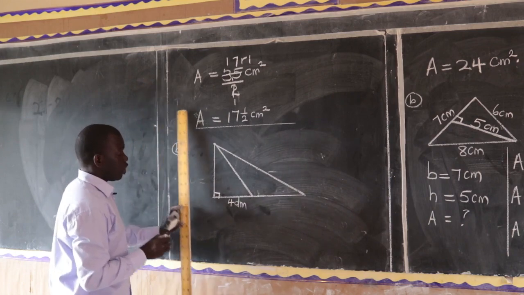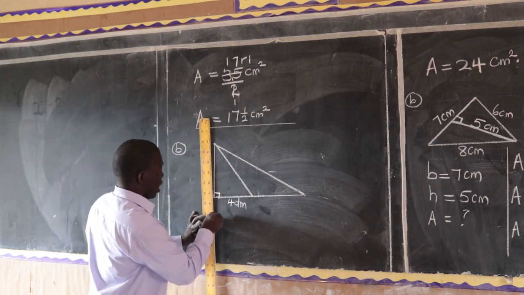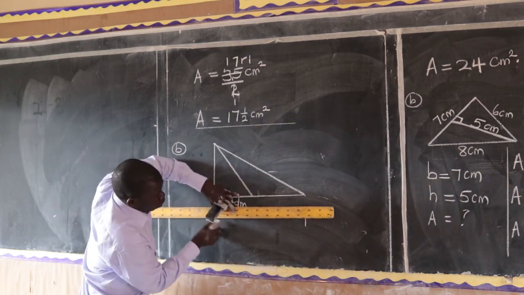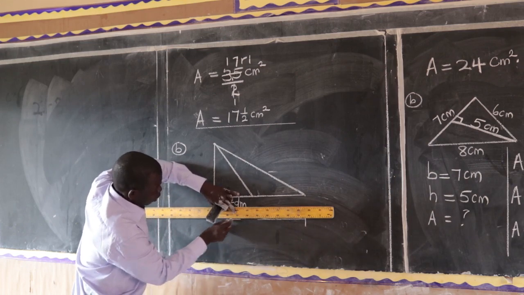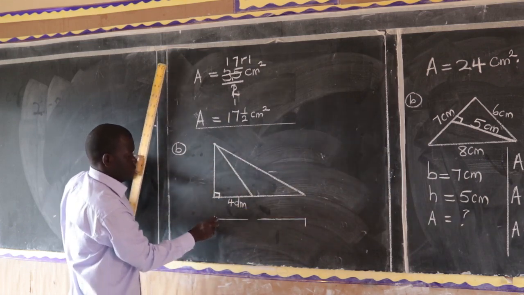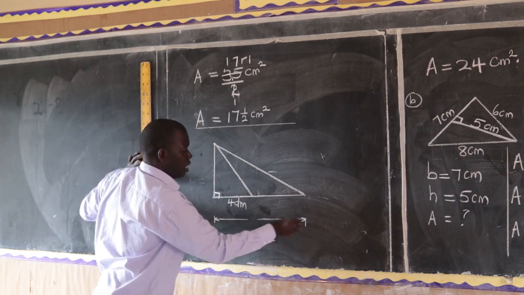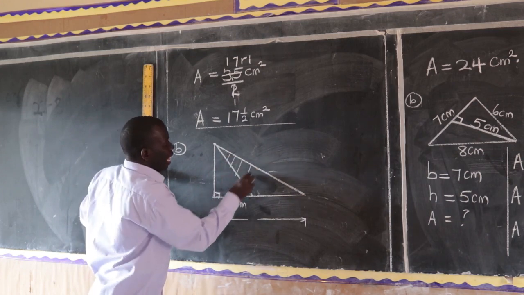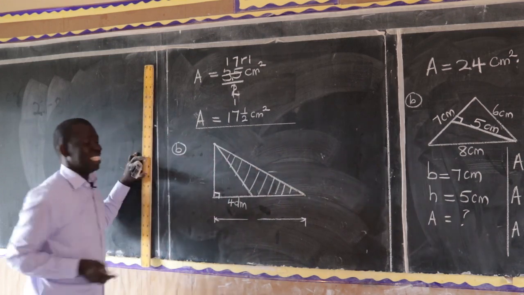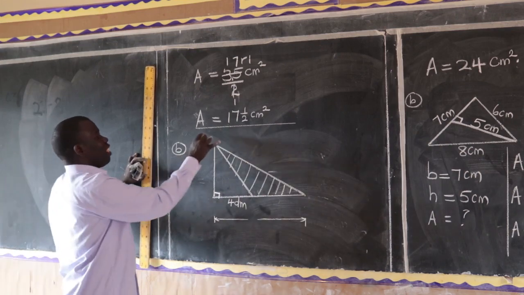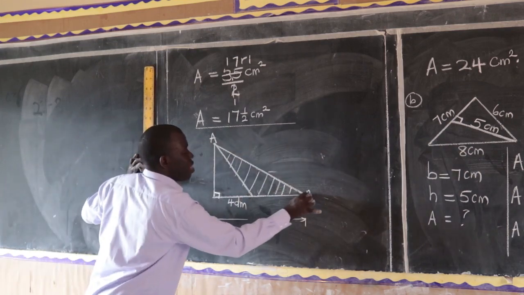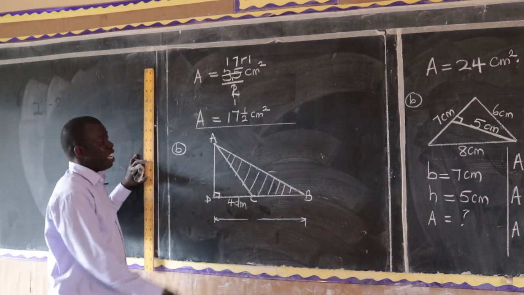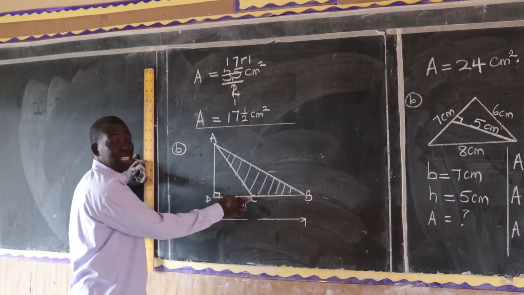This time I want to change the units. Then from here up to here is 14 decimeters. The question can be, find the area of the shaded part. Or they can decide to name this as A, B, C. Then they call this one D. The question can be, find the area of triangle ABC.